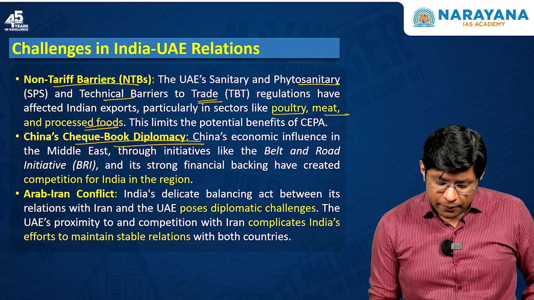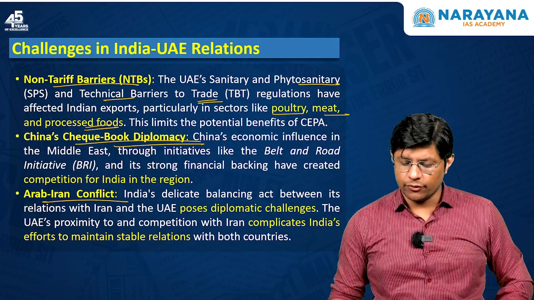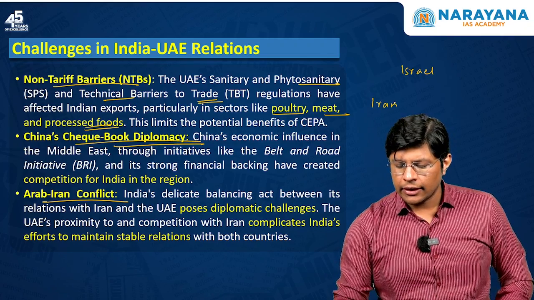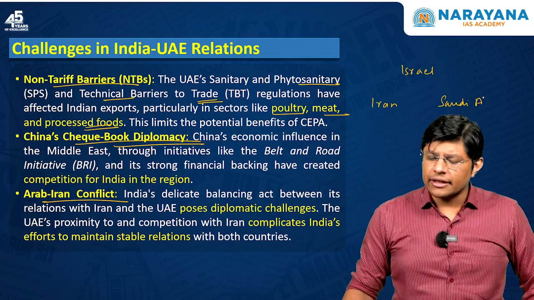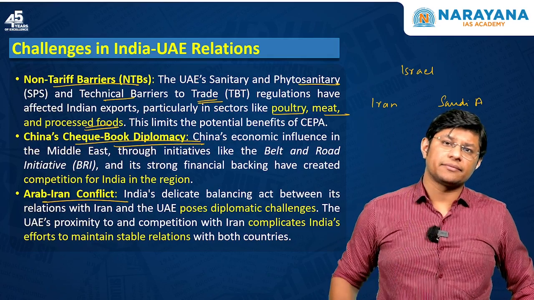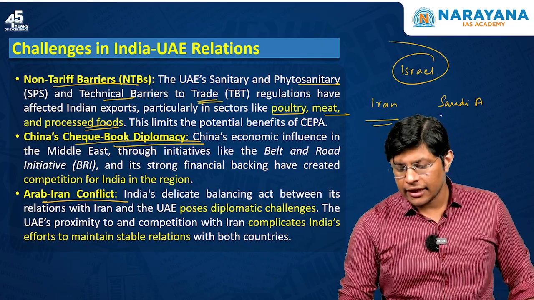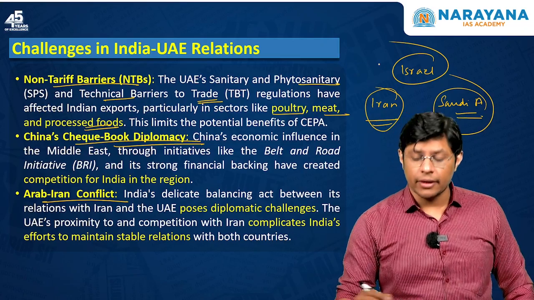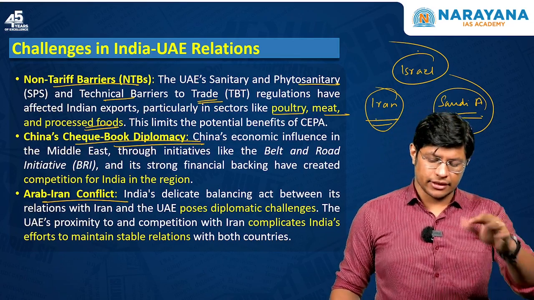Third, Arab-Iran conflict. In the Middle East, there are three important countries. One, Israel. The other one is Iran. And third one is Saudi Arabia. All the three countries are not favorably disposed against each other, right? So, Israel has a problem against Iran and Saudi Arabia. Iran has a problem against Israel and Saudi. Saudi has a problem against Israel and Iran. They are not favorably disposed to each other.